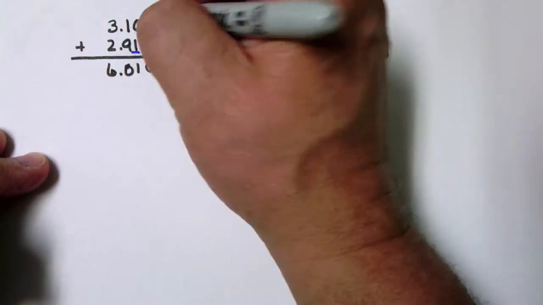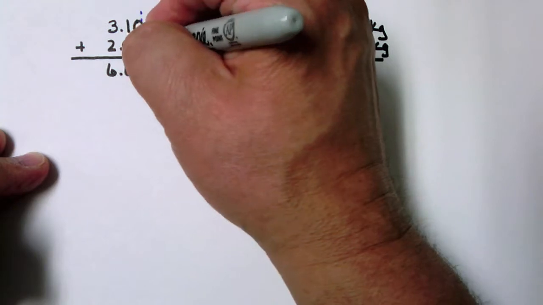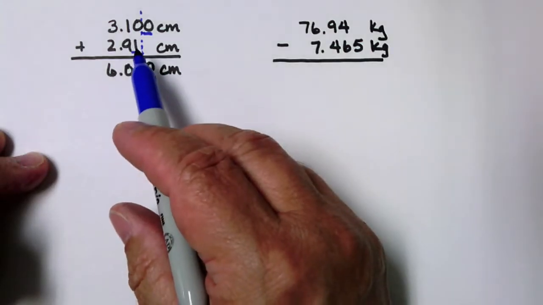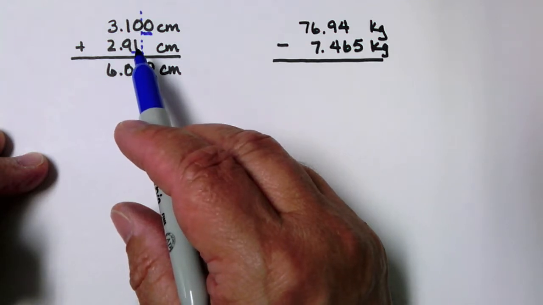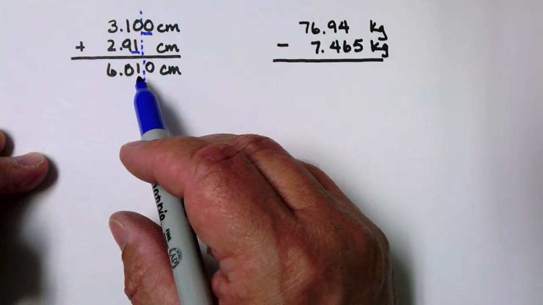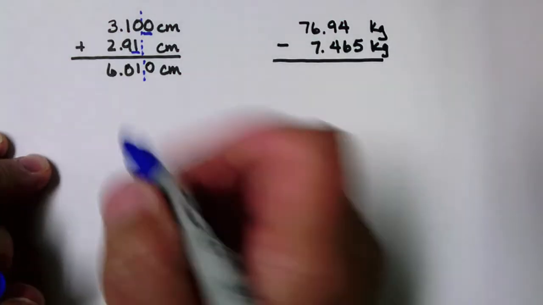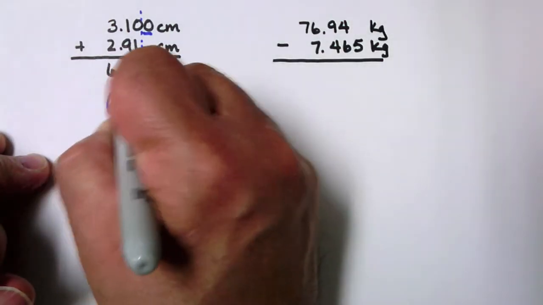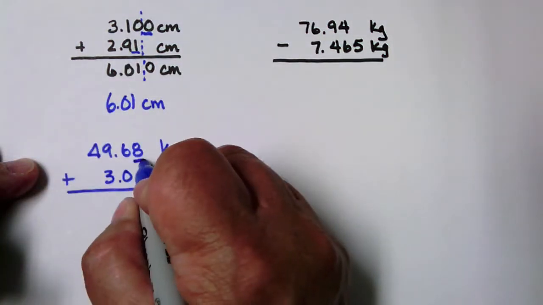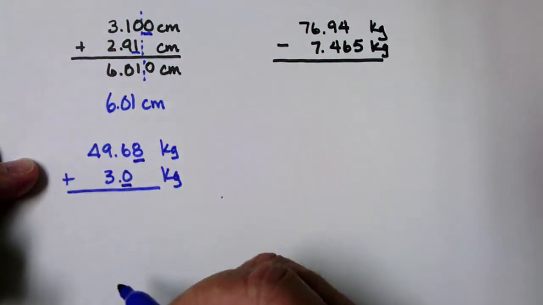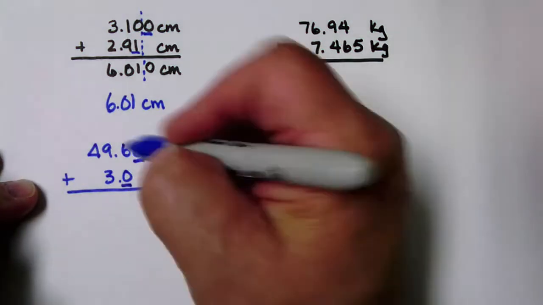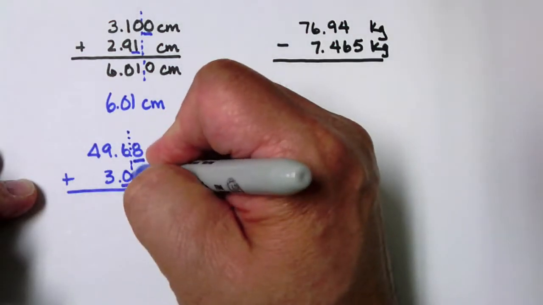In fact, you can draw a dashed line like that next to the estimated digit that lies the furthest to the left. So our answer has to be rounded to the hundredths place. Our answer turns out to be 6.01 centimeters. Here the uncertainty is in the hundredths place. Here the uncertainty is in the tenths place. And so our answer will be rounded to the tenths place. And so we'll go ahead and put our dotted line in there.